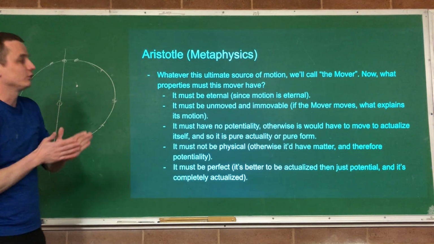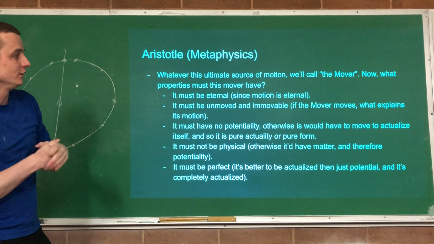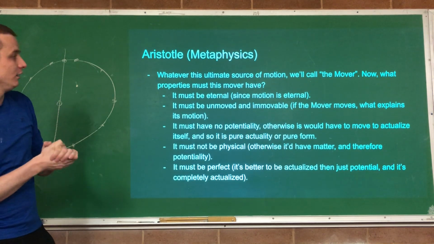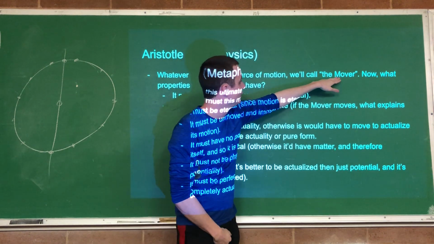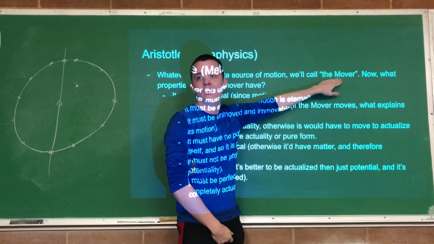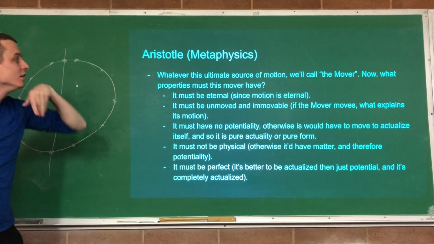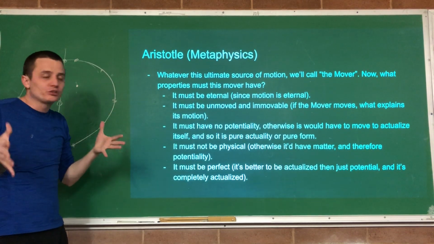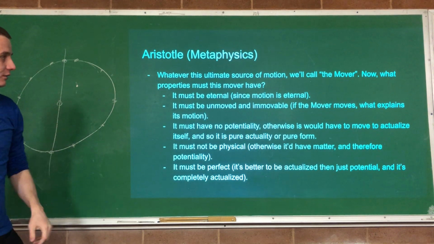Now, whatever this ultimate source of motion is, we'll call the mover, and it's what Aristotle's going to ultimately call the prime mover. So whatever this ultimate source of motion is, let's think about what its properties have to be at least, and then maybe we can get a sense of what this thing should be.